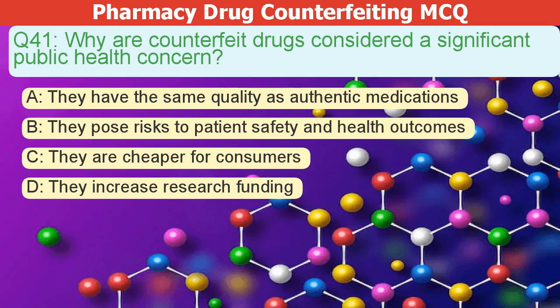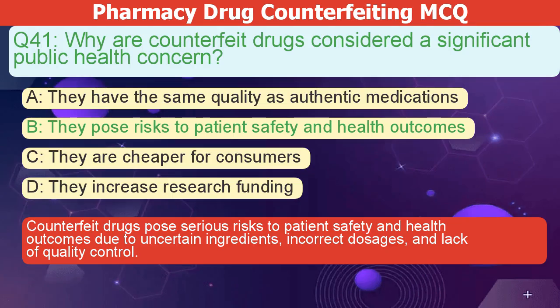Why are counterfeit drugs a significant public health concern? A. They have the same quality as authentic medications. B. They pose risks to patient safety and health outcomes. C. They are cheaper for consumers. D. They increase research funding. The correct answer is B. Counterfeit drugs pose serious risks to patient safety and health outcomes due to uncertain ingredients, incorrect dosages, and lack of quality control.